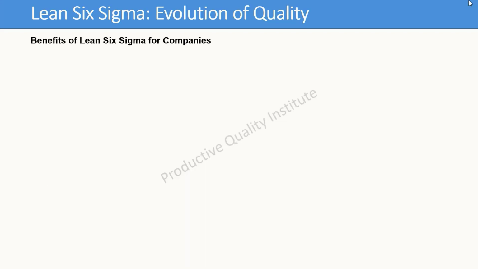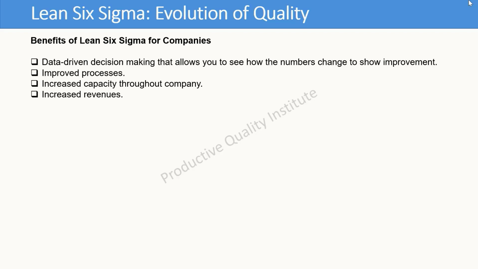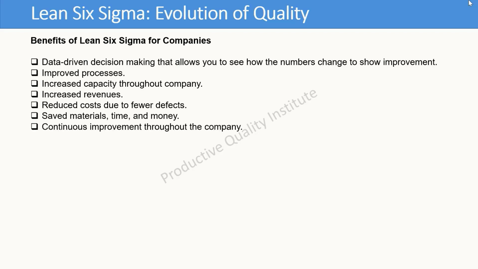The benefits of Lean Six Sigma for companies can be summarized in the following points. Data-driven decision-making that allows you to see how the numbers change to show improvement. Improved processes. Increased capacity throughout the company. Increased revenues. Reduced costs due to fewer defects. Saved materials, time, and money. Continuous improvement throughout the company.